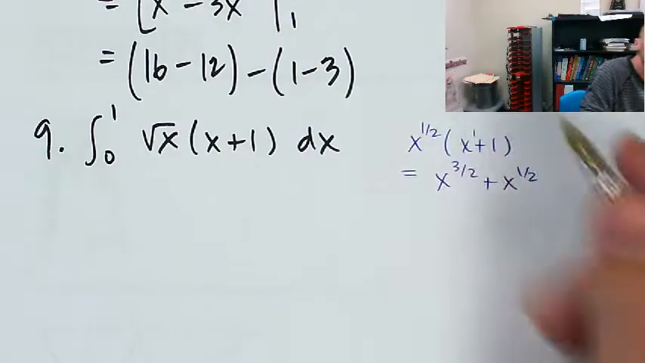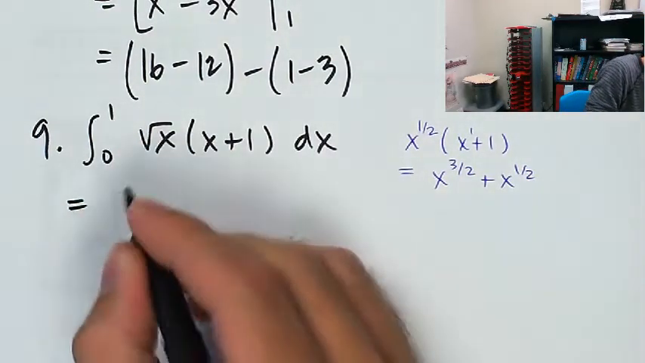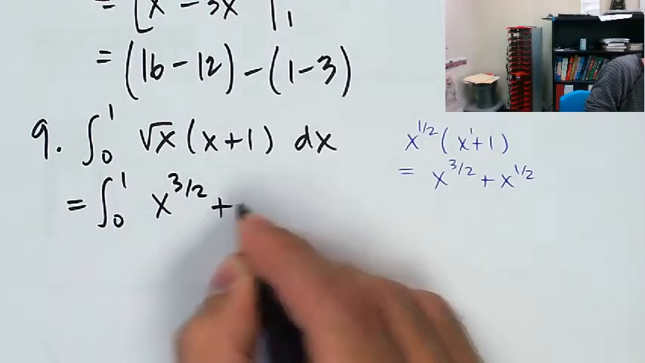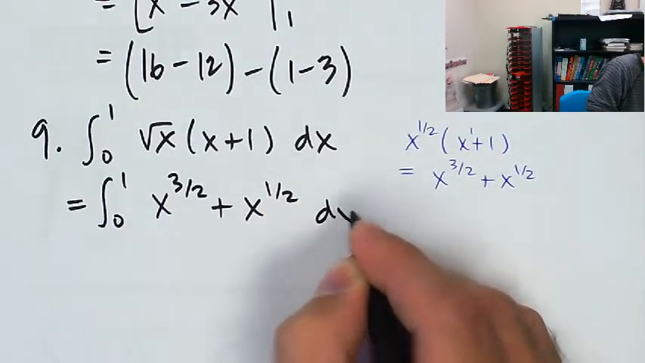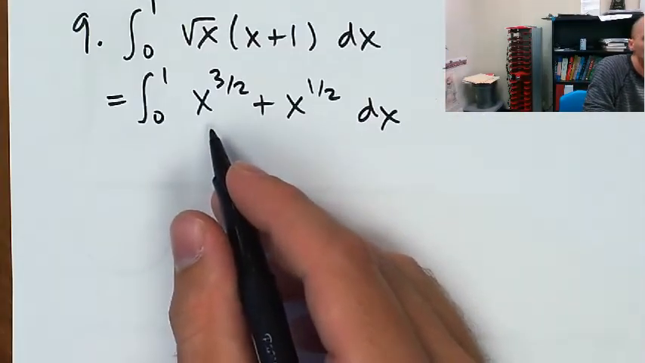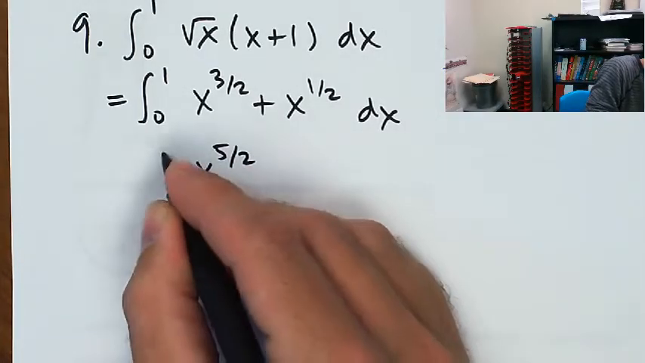Right, because that's x to the 1. When I distribute and multiply them, I'm going to add the exponents. And this is the integral from 0 to 1 of x to the 3 halves plus x to the 1 half dx. So I get an antiderivative. I add 1 to the power, so that's x to the 5 halves. Divide by the new power.